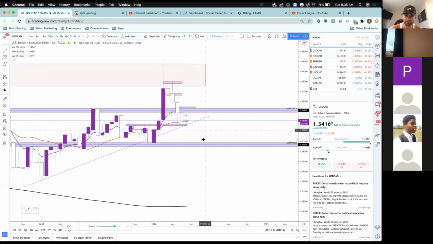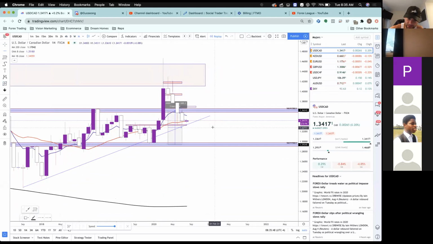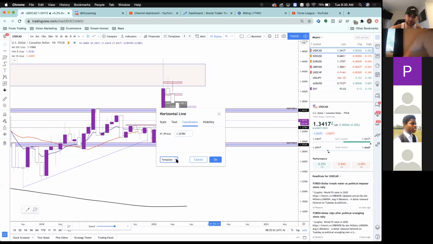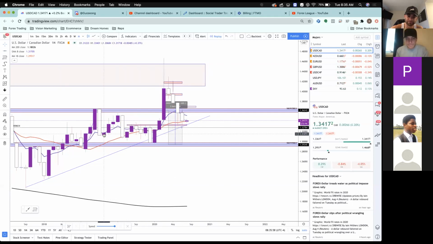We've got our monthly levels, monthly level here, monthly level here. And normally we have our weekly level right in the middle as well. I'm just going to throw that in there. Boom. And again, these are all based on structure. These are all based on points in the market that either found resistance or found support.